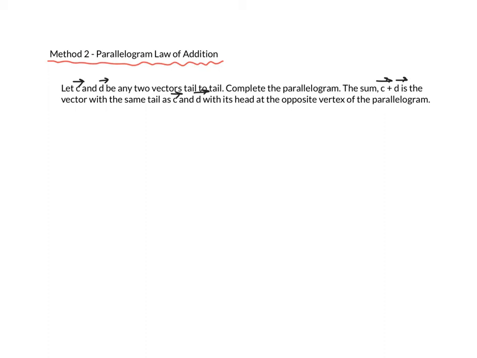Complete the parallelogram. So I'm going to have vector C right here, and I'm going to have vector D right here. And it says that I need to complete this parallelogram. So I've got this right here. Now it says that the sum C plus D is the vector with the same tail as C and D, with its head at the opposite vertex of the parallelogram. So this is vector C plus D.